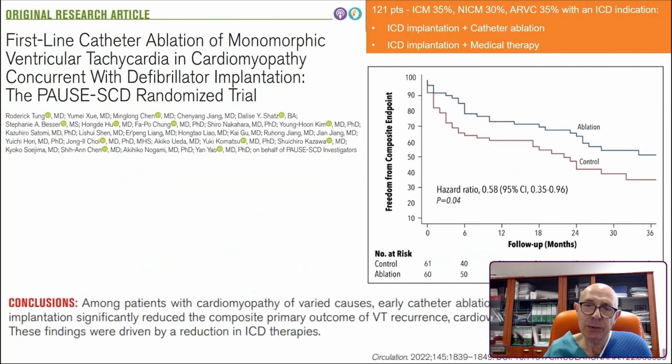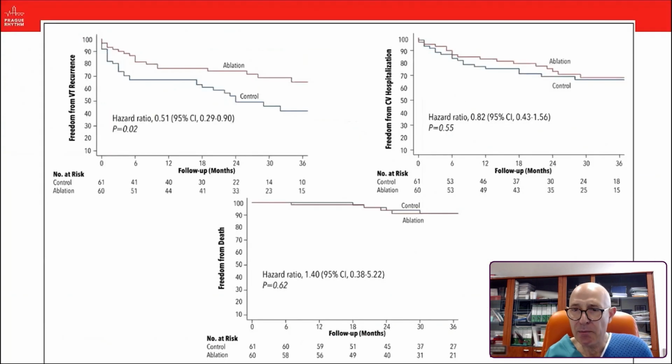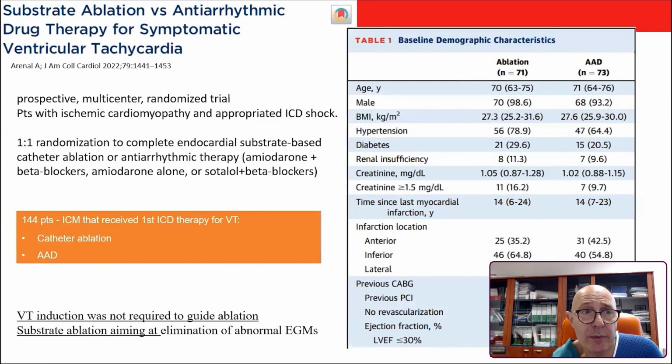With that in mind, we see that freedom from VT recurrence, cardiovascular hospitalization, and death was successfully reached in the study, as it was significantly lower among the patients that underwent ablation. The major benefit, however, was offered by the prevention of VT recurrence, as freedom from further hospitalization and from cardiac death was actually not affected by catheter ablation.